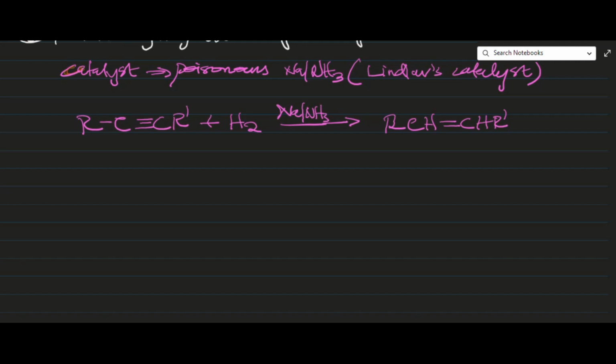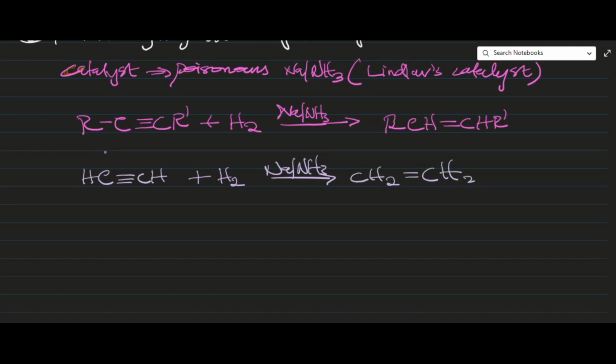So we can look at a general example in this case. We can use ethyne as an example, HC triple bond CH, plus H2. The catalyst is the same. So we're going to have what? CH2 double bond CH2. CH becomes CH2. So we add a hydrogen molecule across the triple bond.